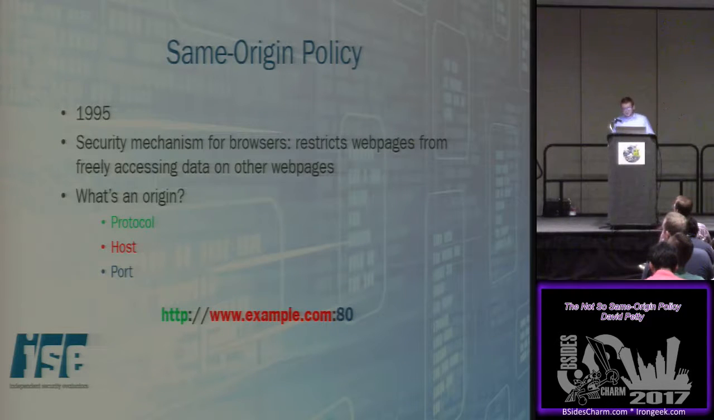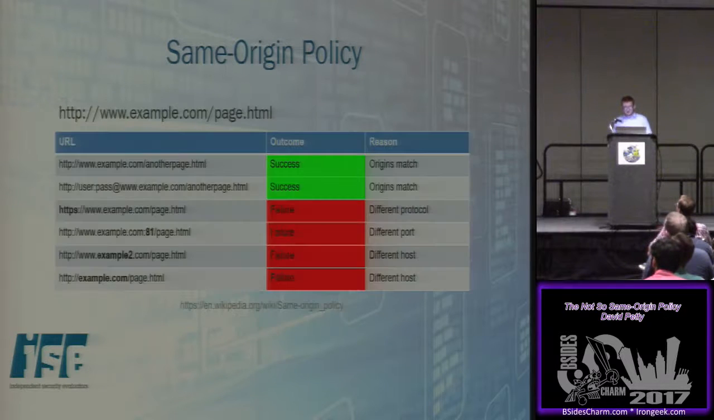So in this example here, HTTP is going to be the protocol, www.example.com is the host, and 80 is going to be the port. Just to give a couple more examples, this table is referencing the URL I have above it, and whether the origins are going to match or not. The first two match the top because they have all of those three things in common. The third one has a different protocol, HTTPS. The fourth has a different port, 81. And the last two have different host names.